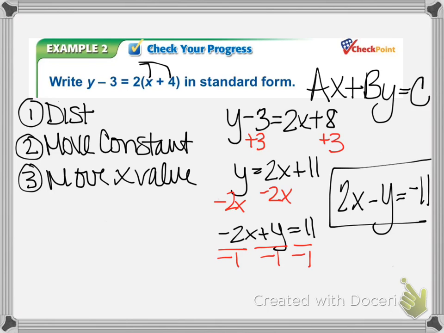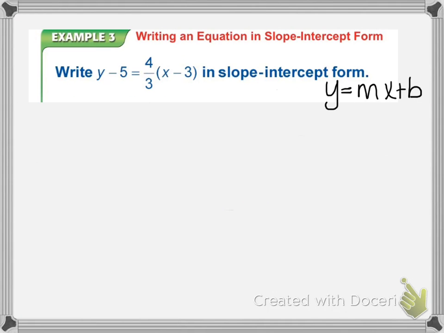Standard form. All right, let's try another one. Now this one, you want to go to slope-intercept form. So point slope to slope-intercept. So if you're feeling a little brave, go ahead and pause and give this one a try.